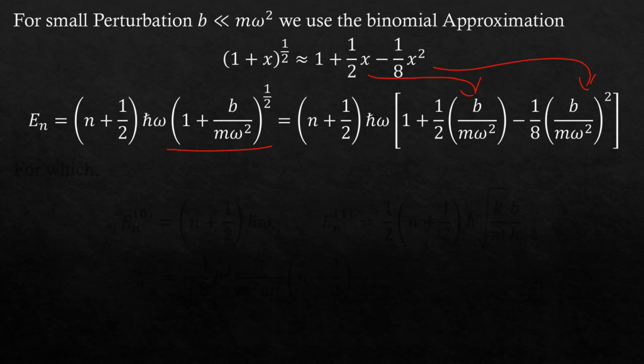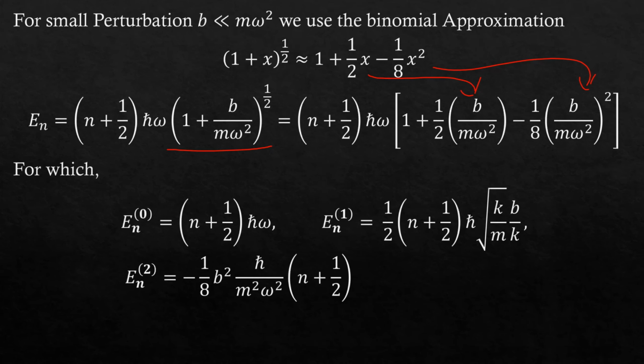So if we do that, we can expand these brackets and have our first term be the unperturbed energy, the second term become the first order correction energy, and the third term there become the second order correction energy, which is the same as when we solved it from perturbation theory.